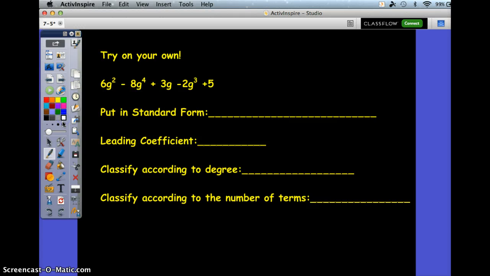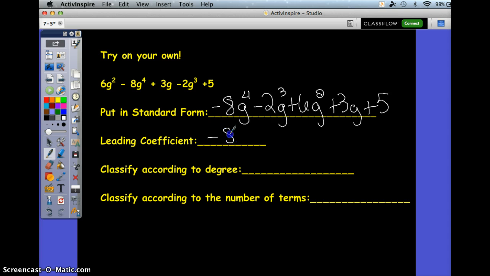Okay, the answers. In standard form, you should have gotten negative 8g to the 4th minus 2g cubed plus 6g squared plus 3g plus 5. The leading coefficient is negative 8. The degree is 4, so something to the 4th degree you would call quartic. And according to the number of terms, there are 1, 2, 3, 4, 5 terms. So something with 5 terms is a polynomial.